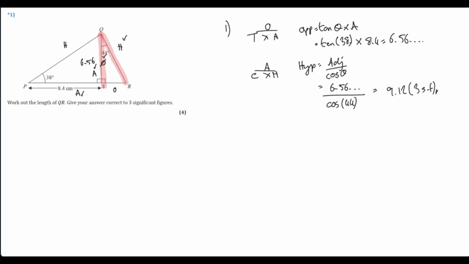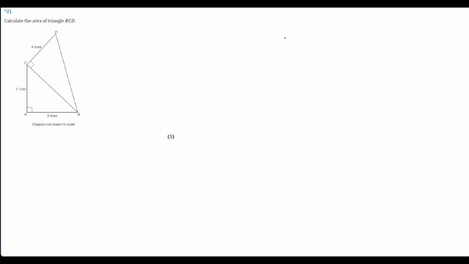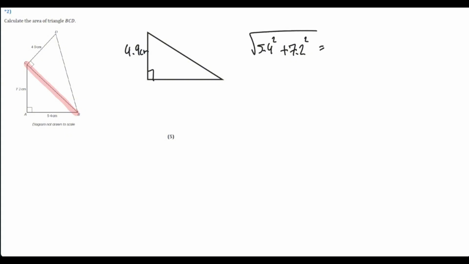And that is finished. Number 2, calculate the area of triangle BCD. BCD is the top triangle, so of course we need this length. Okay, and the top triangle does look something like this, where the height is going to be 4.9 centimeters. And as you can see, we just need the base for that. So we're going to be using Pythagoras here for the bottom triangle. This would be 5.4 squared plus 7.2 squared. And of course, don't forget to square root this answer. And if we do that, we get 9.